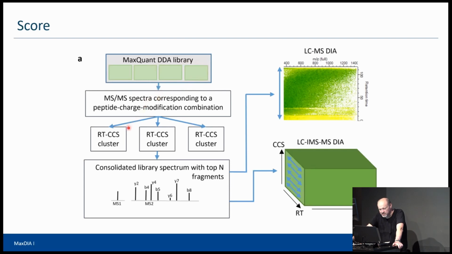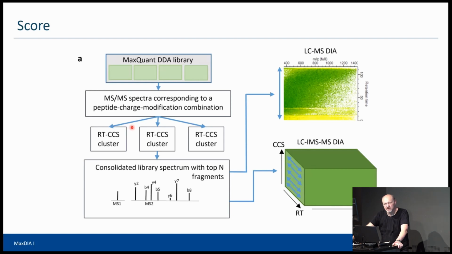So first, some clustering of the library is performed based on the measured retention time and collision cross-section values, if they're present, otherwise just based on the retention time. This is for one peptide sequence, modification, charge state, basically, right? You will have multiple versions of these. And the idea is you don't necessarily want to throw them all together, because you might have multiple configurations or whatever it is that distinguishes them.